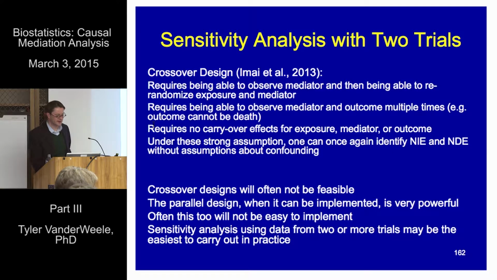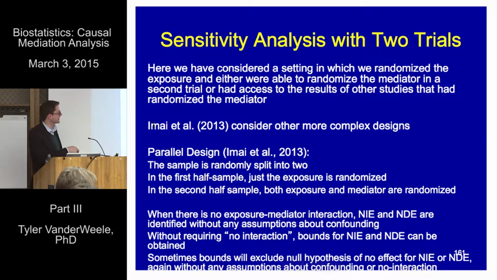Yeah, so with the parallel design, essentially in the second half sample, we're doing a 2x2 factorial design. And in the first half sample, we're just doing a regular randomized trial of the exposure. And if we have both, that's really what gives us what we need to reason well about mediation. No, because you don't get the effect of the exposure on the mediator then. That's what you're missing without that first half sample.